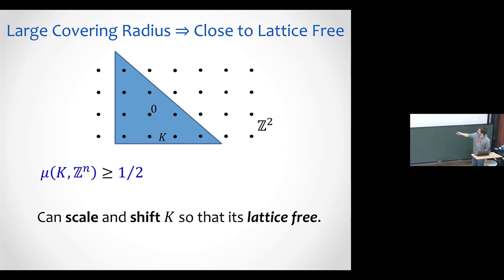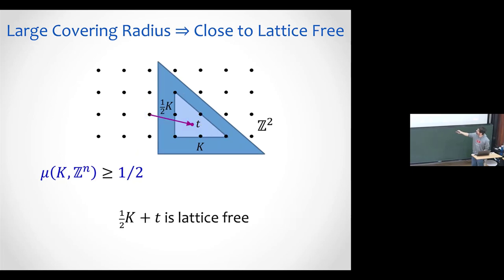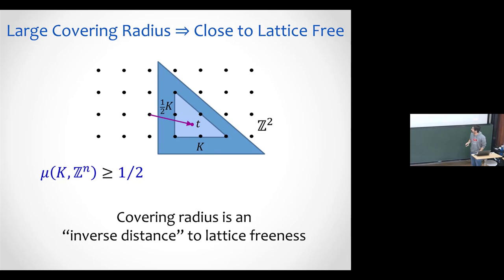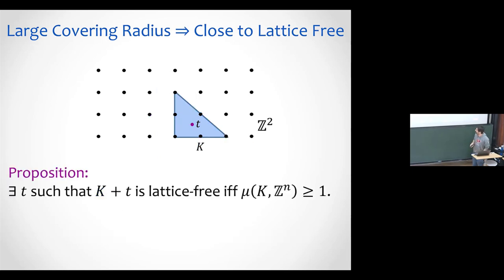So if the covering radius is bigger than a half, it turns out that I can scale K by exactly one half and shift it such that there are no lattice points inside the interior of K. This is related to the fact that my dichotomy was thinking about one half or greater than one half. But you can easily convince yourself of the following proposition: there is a shift of K that is lattice free if and only if the covering radius is greater than one. So this one half versus greater than one half, whatever. Lattice freeness is very directly related to the covering radius, but the covering radius is, from the perspective of the algorithms, the correct shift invariant quantity to be thinking about.